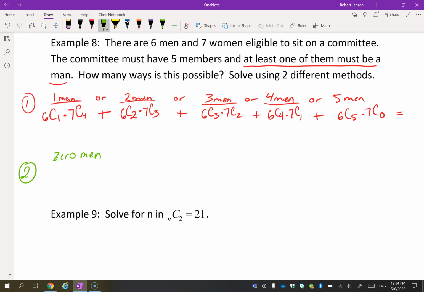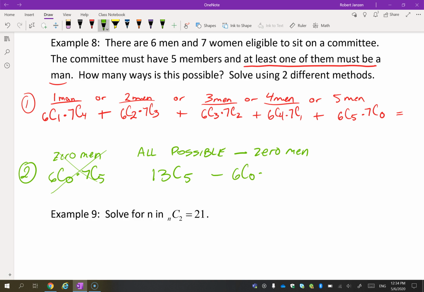How would I figure out 0 men? You would go 6 choose 0 and 7 choose 5. This is how you would choose all women. Okay, but this is what we don't want. So what we do want is, let's take away what we don't want from all possible. Okay, now I said the all possible way was 13 choose 5. That's all the possible combinations. And if we take away what we don't want, this should give us the same answer as that.